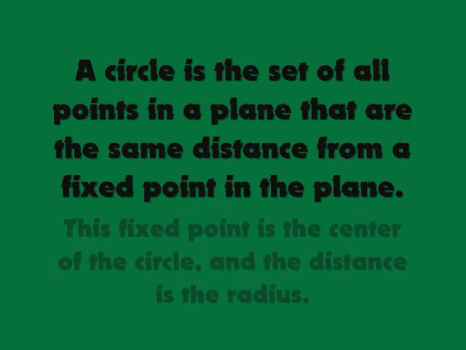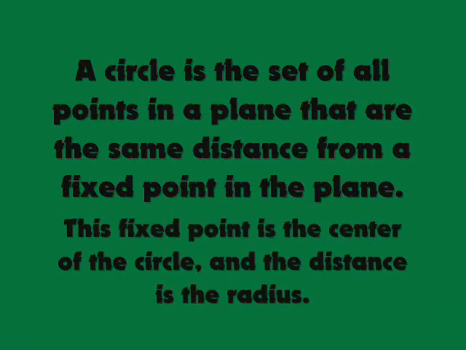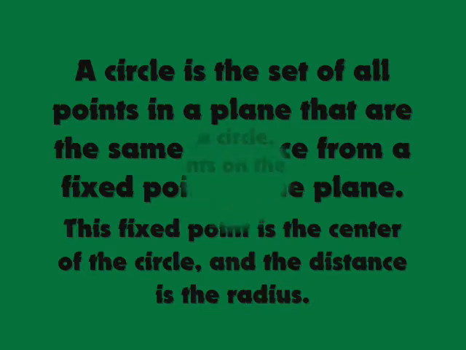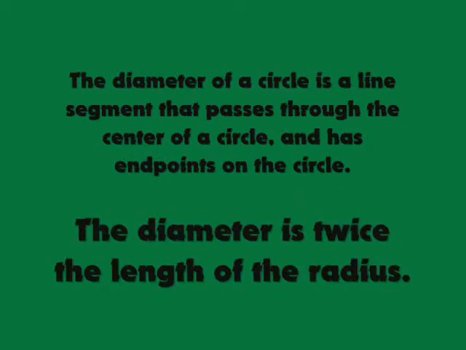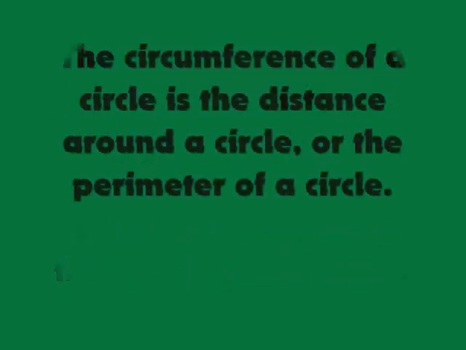Let's review what we've learned about circles. A circle is the set of all points in a plane that are the same distance from a fixed point in the plane. This fixed point is the center of the circle, and the distance is the radius. The diameter is a line segment that passes through the center of a circle and has endpoints on the circle. The diameter of a circle is twice the length of its radius. The circumference is the distance around a circle, or the perimeter of a circle.